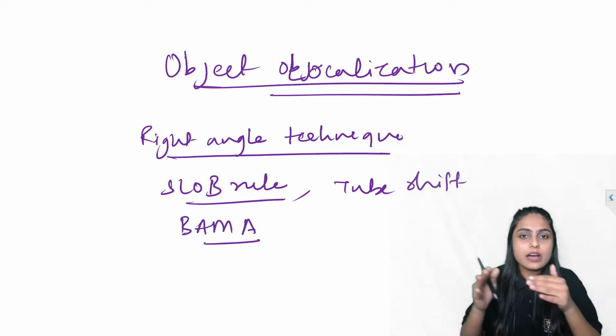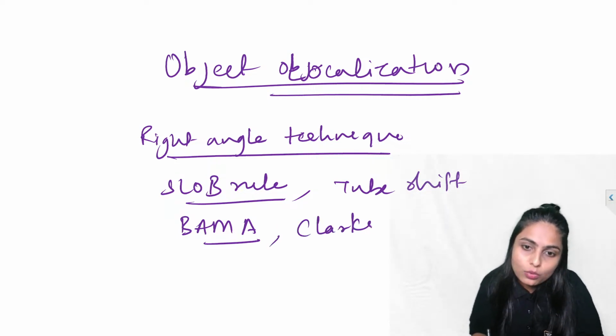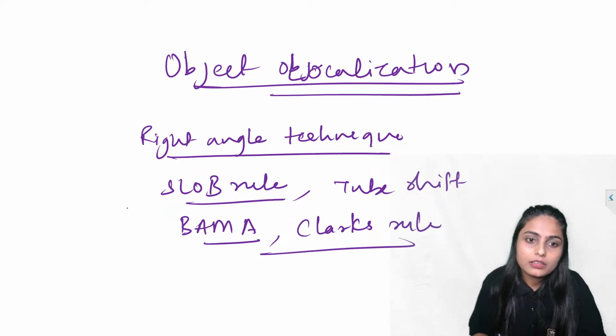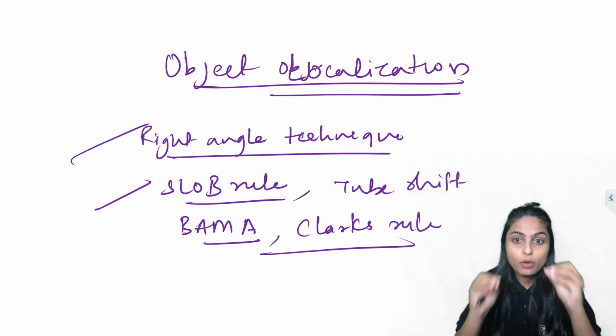Buccal always moves away. It is also called Clark's rule. So these are the two techniques that we are going to discuss about object localization.